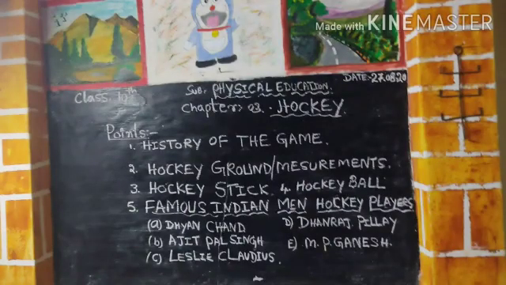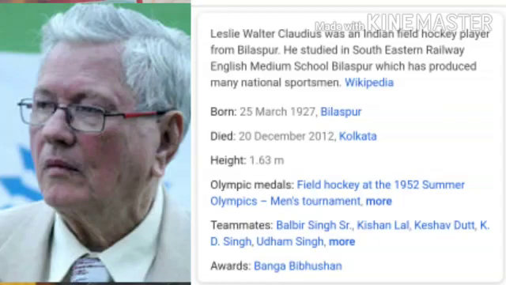Next, Leslie Claudius. Leslie Walter Claudius, born on 25th March 1927, Bilaspur, died 20th December 2012, Kolkata. Leslie Claudius started his sports career with hockey. Leslie Claudius was one of the fittest players of his time. He was a key player in the world beating Indian team that won 3 consecutive Olympic gold medals from 1948 to 1956.